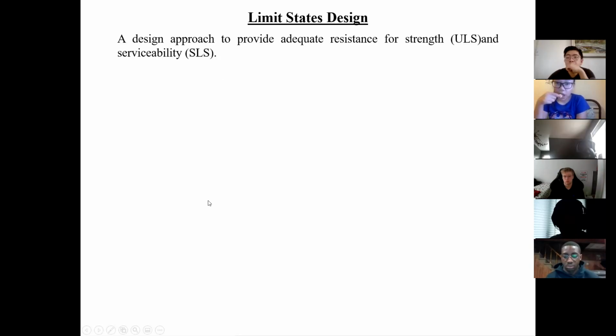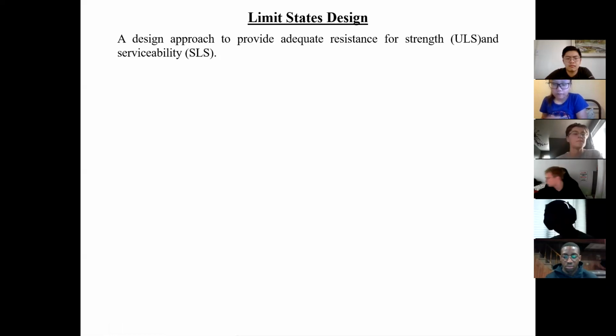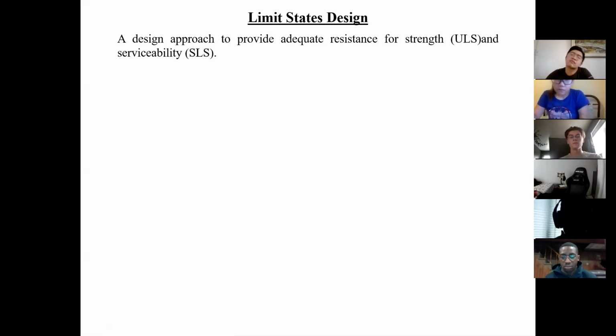And so, a design approach to provide adequate resistance for strength. Okay, and then you'll see this ultimate limit state. That's for the strength. And then they call it SLS, serviceability limit states. Now, last year we did very little on serviceability. We went to the table, we made sure that we hit the table to make sure that the beam was stiff enough. But with steel and wood, we will check the serviceability when it comes to deflections. And so we will be checking both.